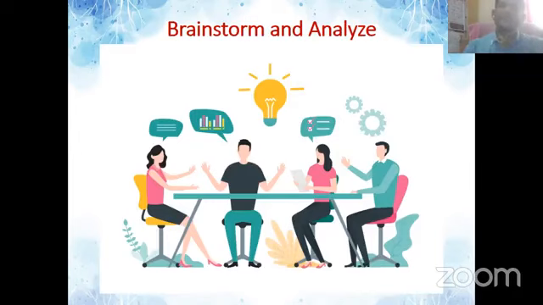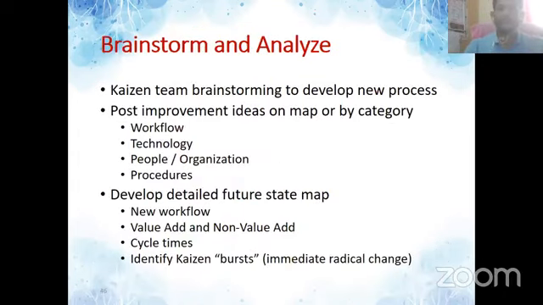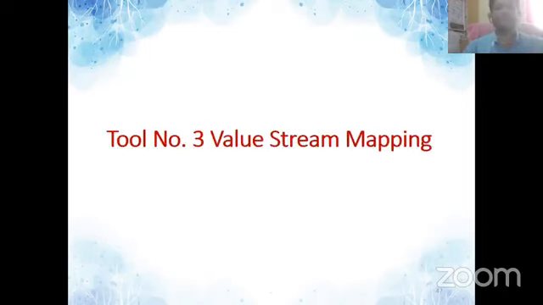So next is the brainstorming exercise. In Kaizen, brainstorming means some people or a group of people come together to discuss an issue, and each individual has to give some suggestions on that issue. In this way, we come out with different kinds of suggestions. That is called brainstorming. So in this Kaizen team brainstorming to develop a new process, it's important to post improvement ideas on a map or by category, then develop a detailed future state map.